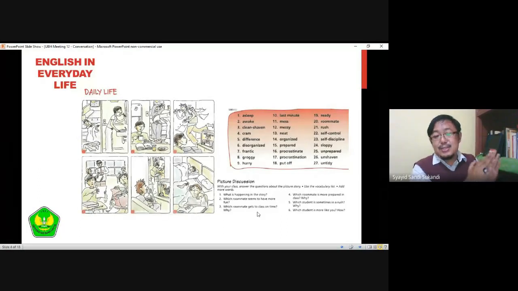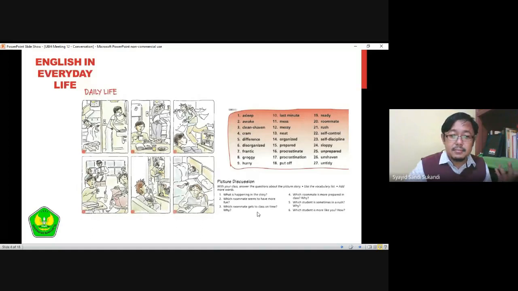Okay, since nobody wants to answer the question, now let me tell you. If the question is what is happening in the story, you should start by saying, in the story, there are two people, Mr. Yellow and Mr. Blue. Just like what Rizky has answered before, you mentioned their name. Mr. Yellow has, nah, you use this word, pakai kosakata di sini. Mr. Yellow has organized character. He has self-control, and he likes to prepare everything in detail. He submitted his assignment on time, and everything is so organized.